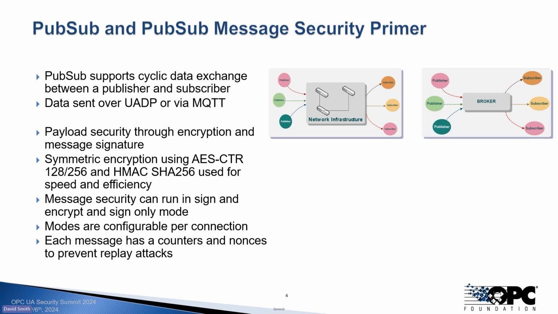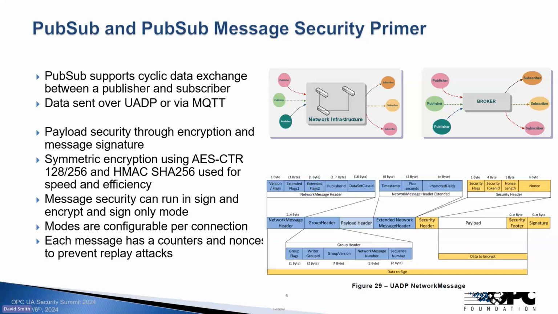For UADP, the message security is implemented on the payload. This means that it really does not require any other secure envelope mechanism. So MQTT can use HTTPS to wrap a message further. So you could technically encrypt a message so that the broker can't see the payload inside, if you so wanted.